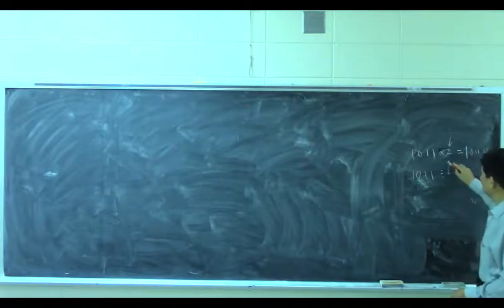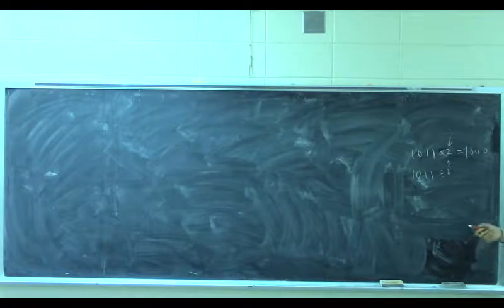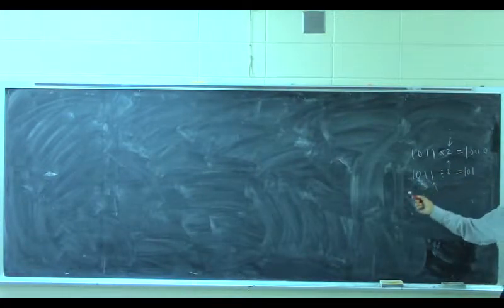How about dividing this by 2? Shift to the right. So I will get 101. How about this last bit? We just throw it away. Alright, that will be the error.